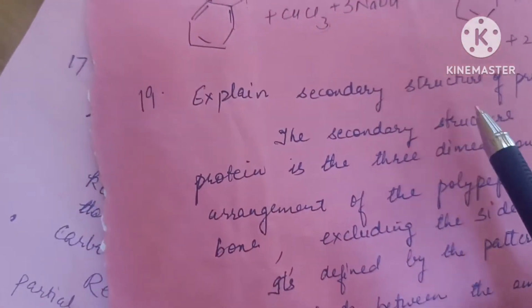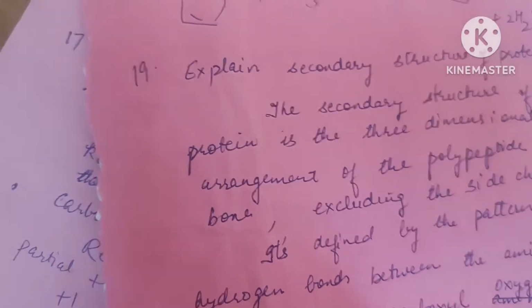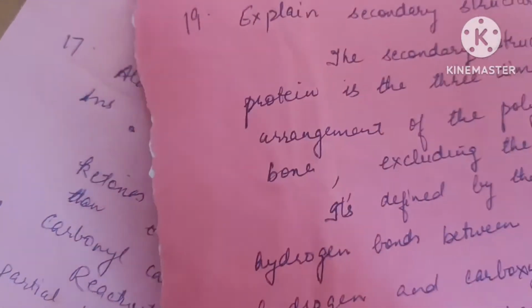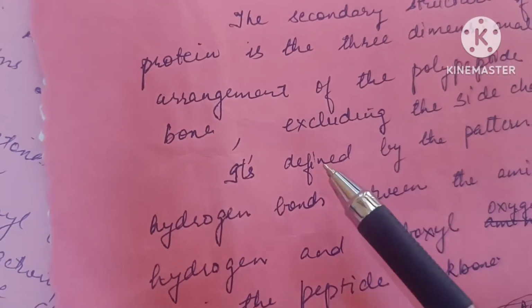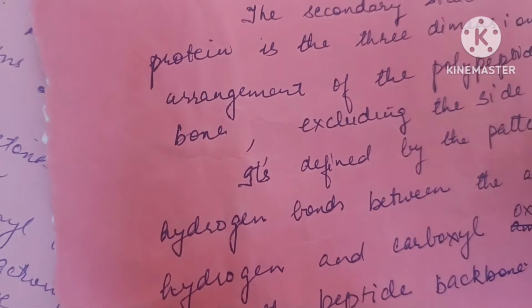Explain secondary structure of proteins. So secondary structure of protein is the three-dimensional arrangement of polypeptide backbone excluding the side chain.